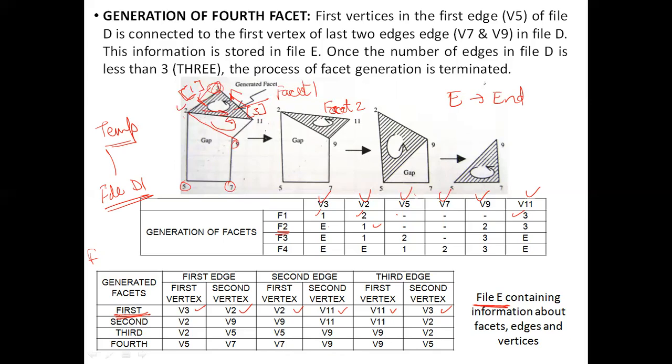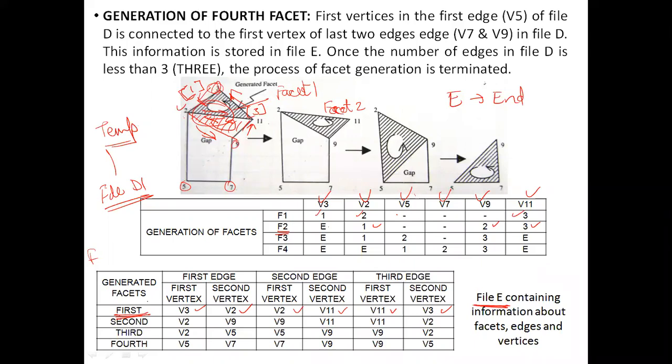Now what you have to see is V2 is the first vertex, V9 is the second vertex, and V11 is the third vertex. So this is the gap I am going to fill now. If I look at the orientation, the edge 2-11 and 11-2 have opposite orientability. So my solution is correct.